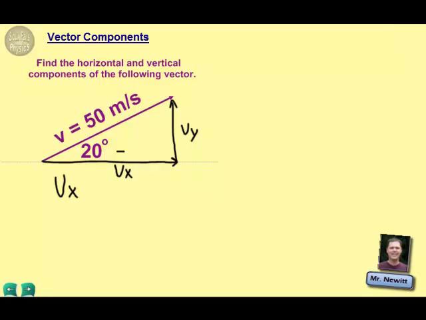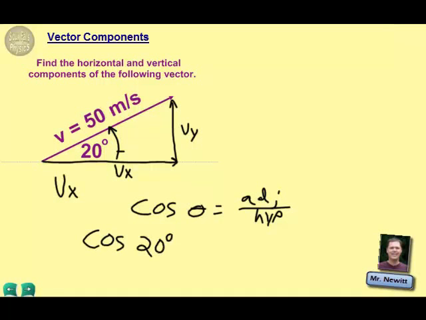To find the v sub x, we will be using the cosine function because cosine of an angle is the adjacent side over the hypotenuse. And for our 20-degree angle that is right here, the adjacent side would be our v sub x side. So to find the velocity here, we'll take cosine 20 degrees, and that is going to equal the velocity in the x direction divided by the 50 meters per second that we have as our hypotenuse.